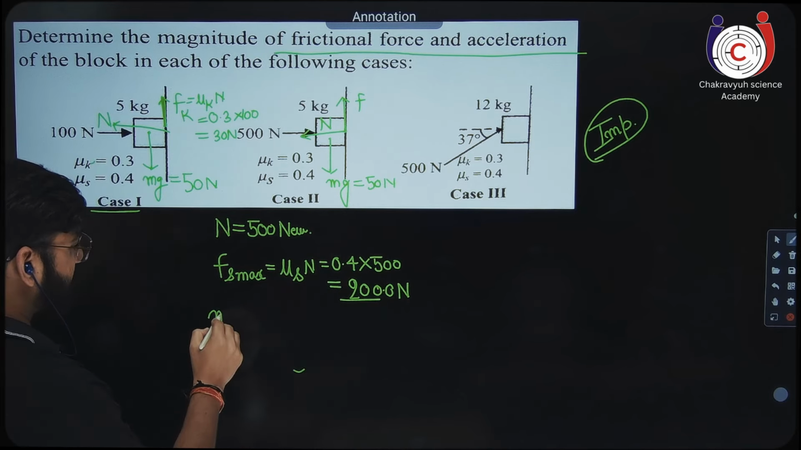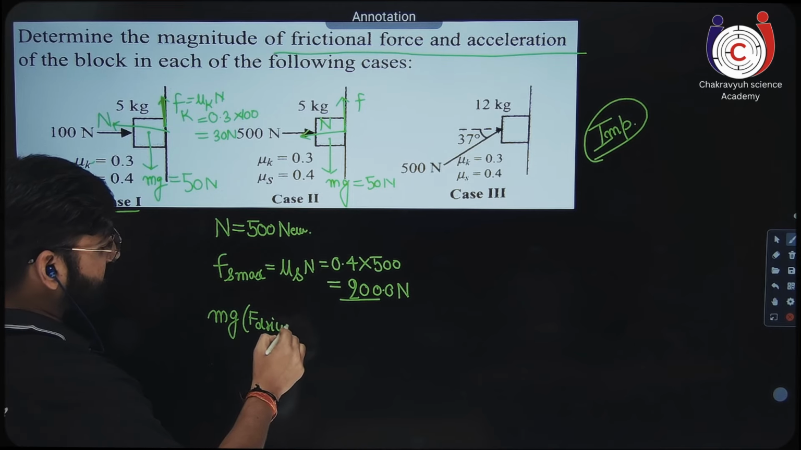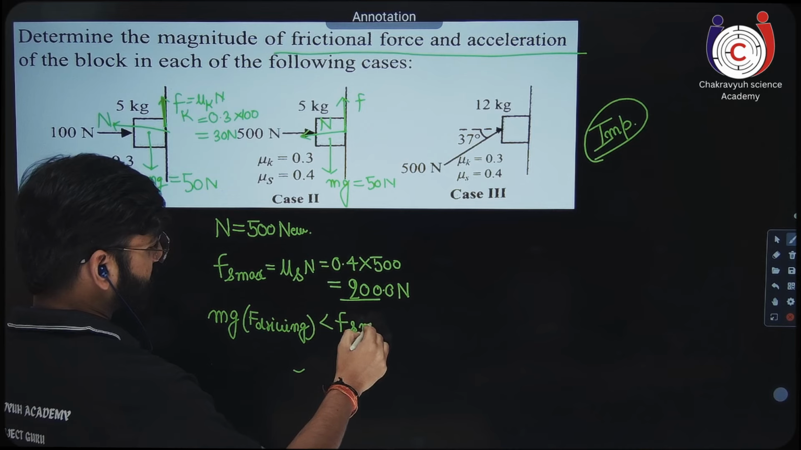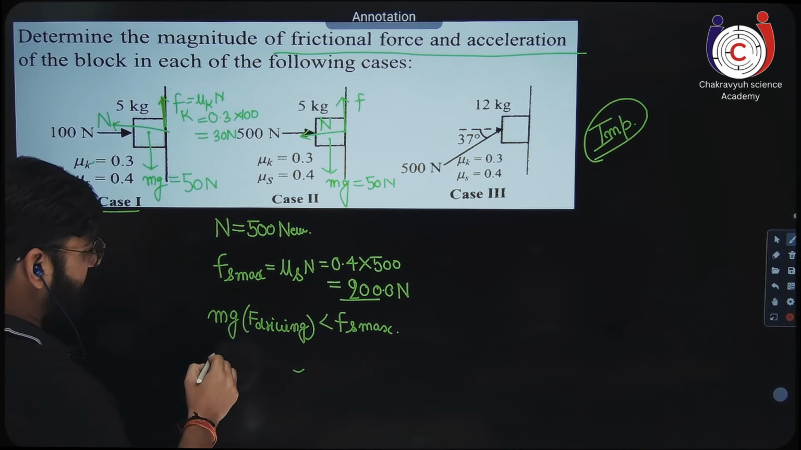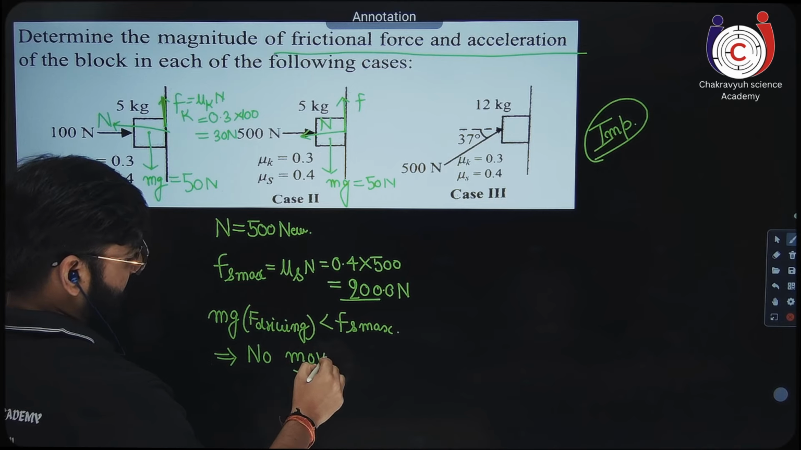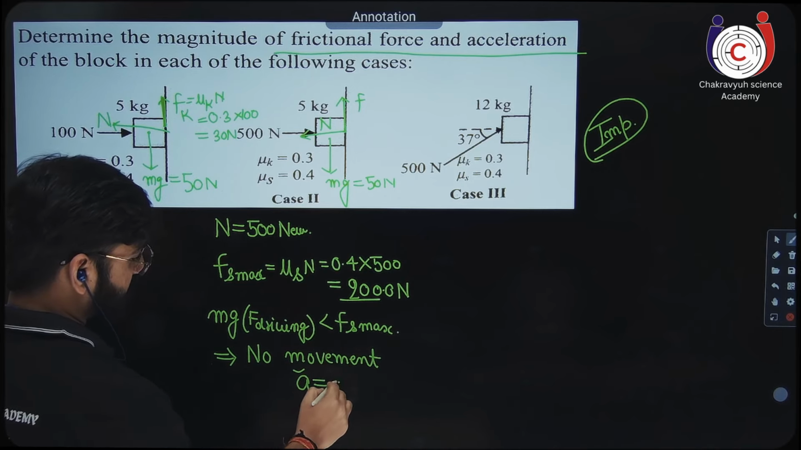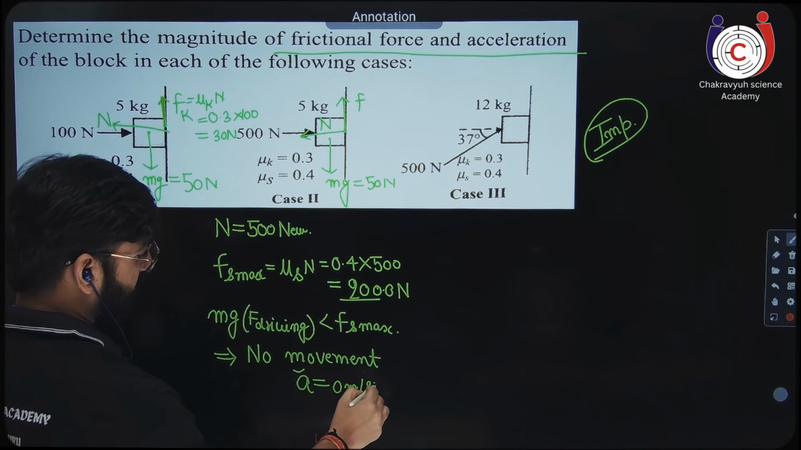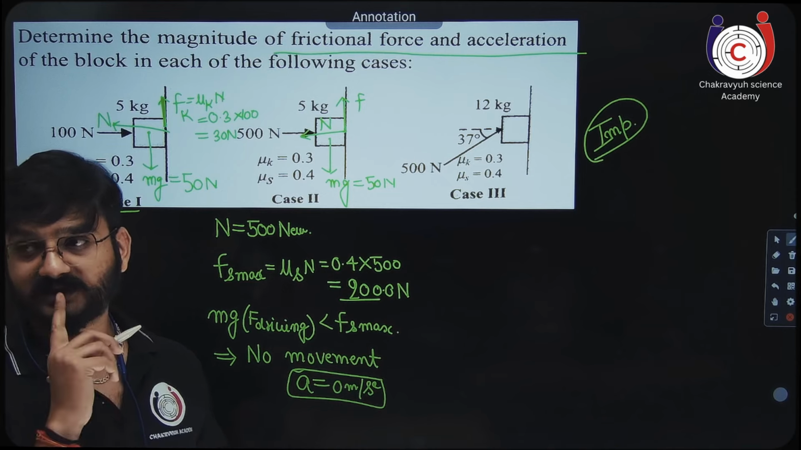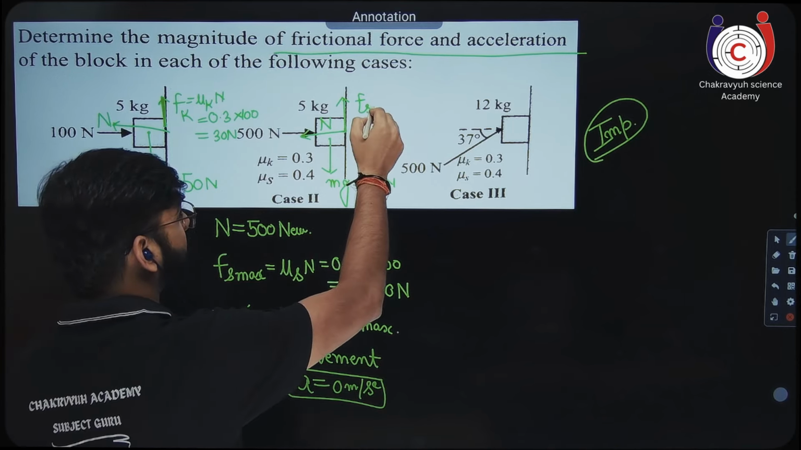So here you can see that the driving force, or you can say mg, which is responsible for movement, is less than Fs max. If the driving force is less than Fs max, will the object move? No movement. If there is no movement, what will be the acceleration? Zero. And if the object is not moving, which friction acts into the picture? Static or kinetic? Static.